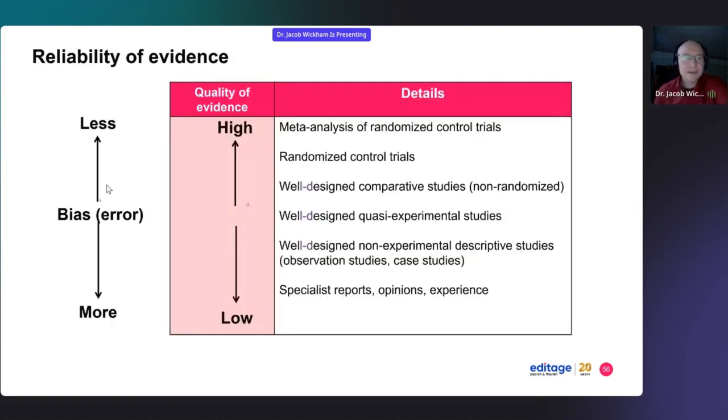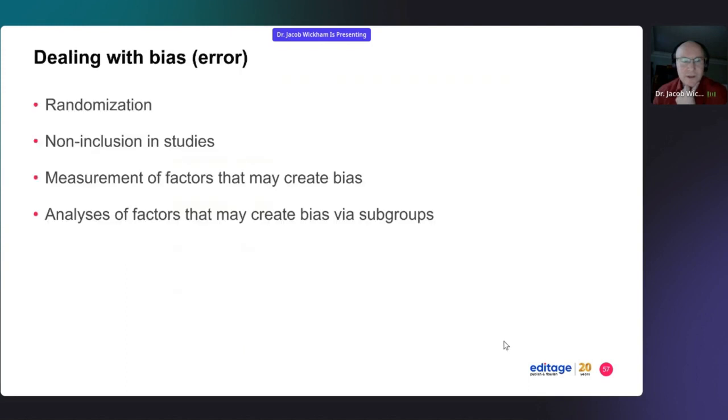So if you look at different studies in the quality of the evidence, you can have less bias in randomized controlled trials or meta-analyses, like a sample of randomized controlled trials. And then you have a high bias, more error, and the quality of evidence is lower if you don't have a good study design, if you have quasi-experiments or just non-experimental descriptive studies that are not randomized controlled trials. So you can look at the overall quality of your evidence.